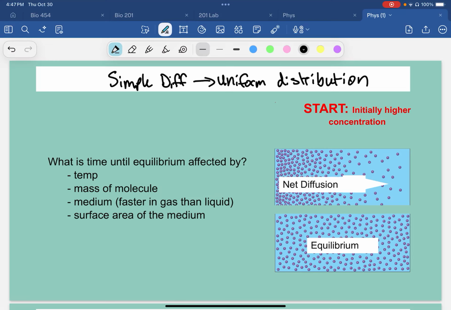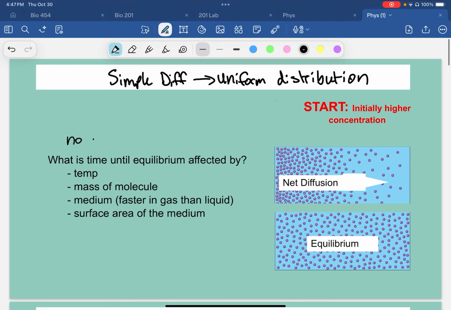Hi guys, today we are going to be going over a concept about particle distribution across the membrane. So first, we're just going to go over uniform distribution, and this is just simple diffusion, which means that no energy is required.